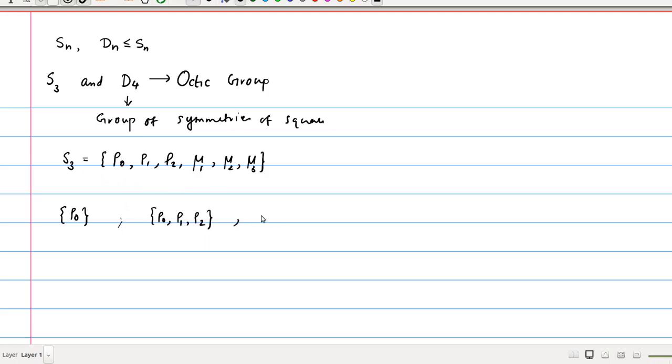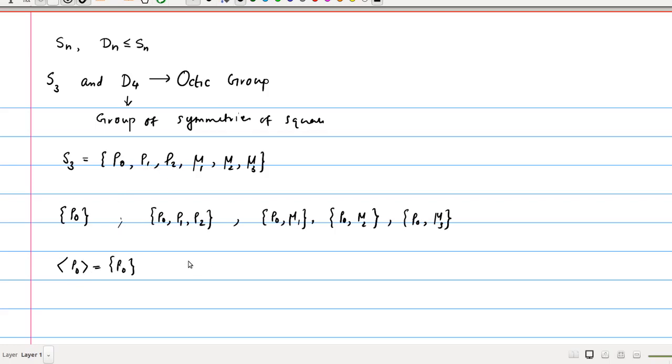That forms a subgroup of S3 as well. Similarly, you can get other subgroups: rho naught, mu1 will be a subgroup, and another subgroup is rho naught, mu2, and rho naught, mu3. This is because every element of S3 generates a subgroup of S3. The subgroup generated by rho naught is rho naught itself, and similarly you can consider the subgroups generated by each of these elements.